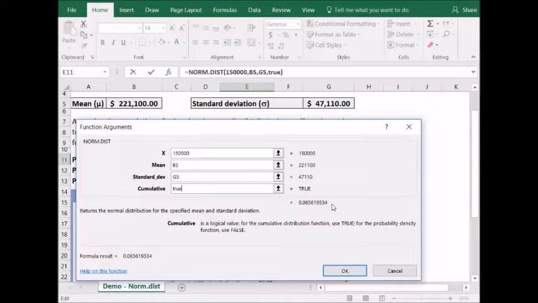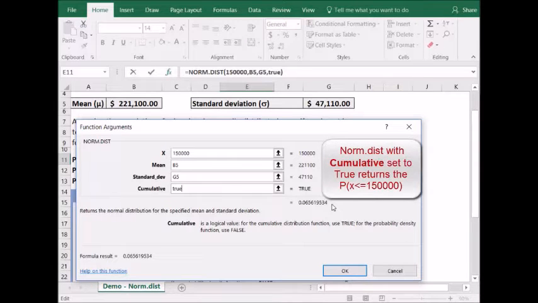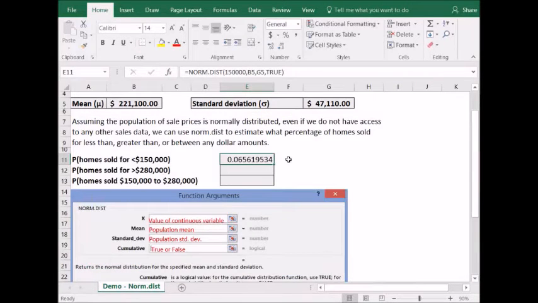Let's think about what the cumulative is telling us here. Because we are looking at a continuous distribution with values that stretch from negative infinity to positive infinity, norm.dist will return a cumulative probability from the negative infinity up to the x value that you've specified. We have about 6.5% of homes sold for less than $150,000, assuming that we have a normally distributed population.